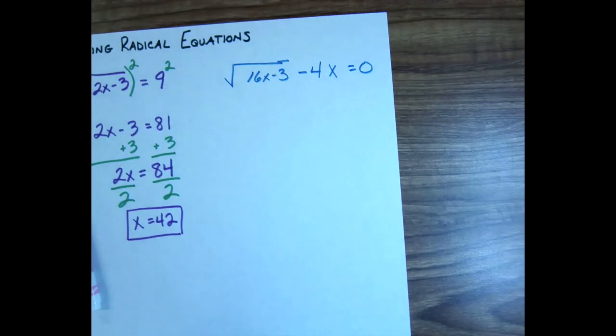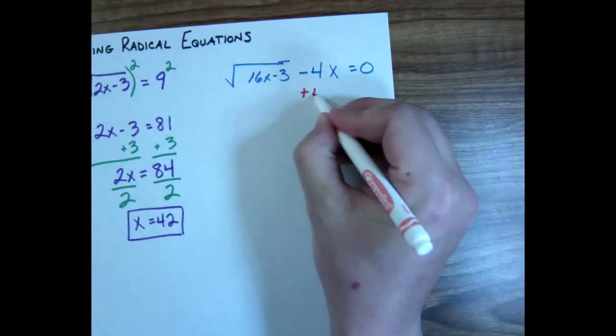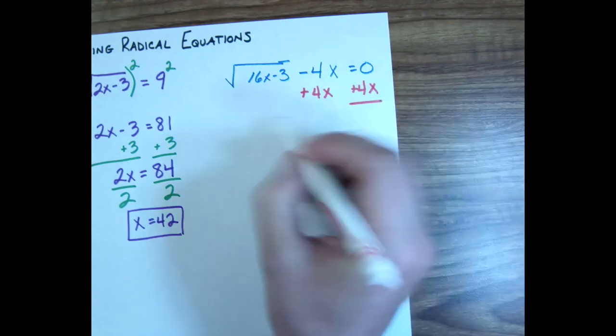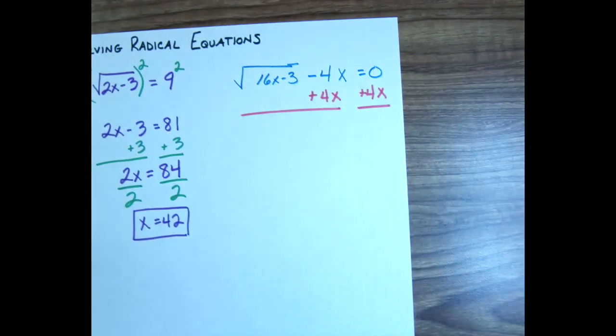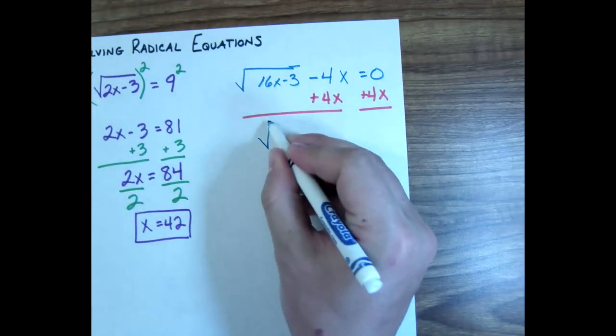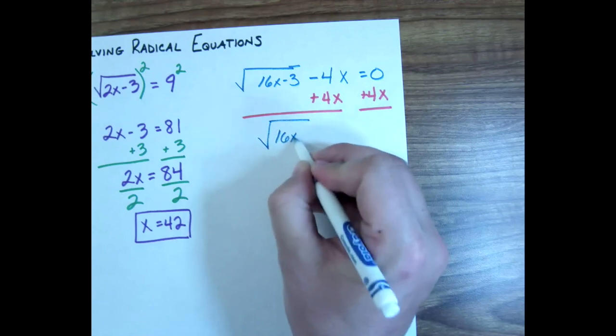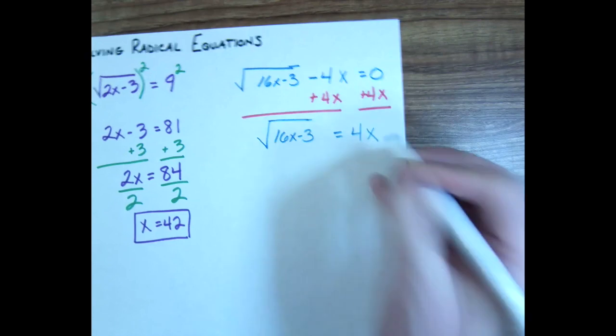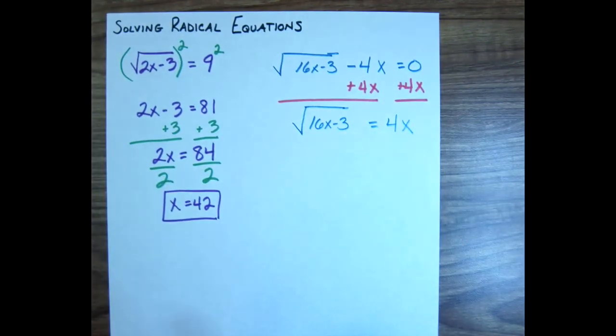So there's got to be an easier way, and it turns out there is. The easier way is, how about let's just move the 4x over so that the radical is all by itself. That seems like a much smarter idea. I don't know why we didn't do that in the first place. Now squaring it on both sides makes sense.